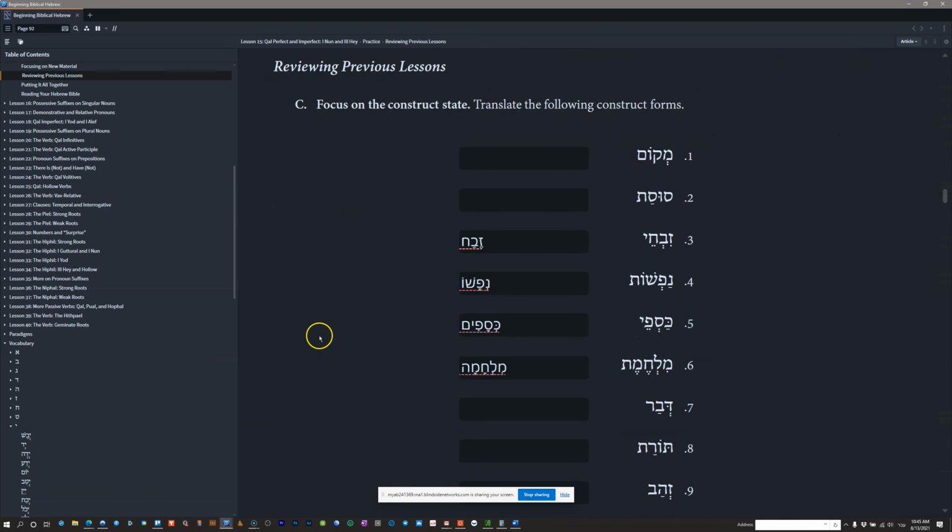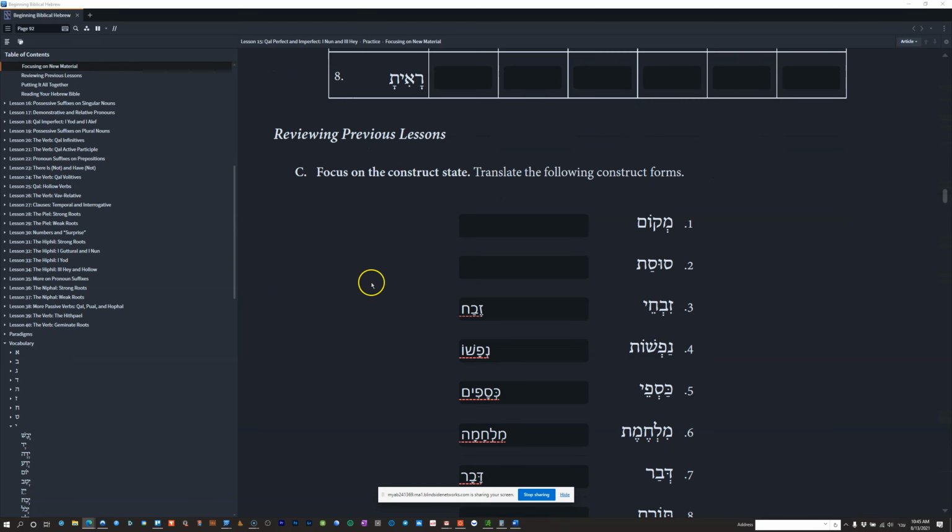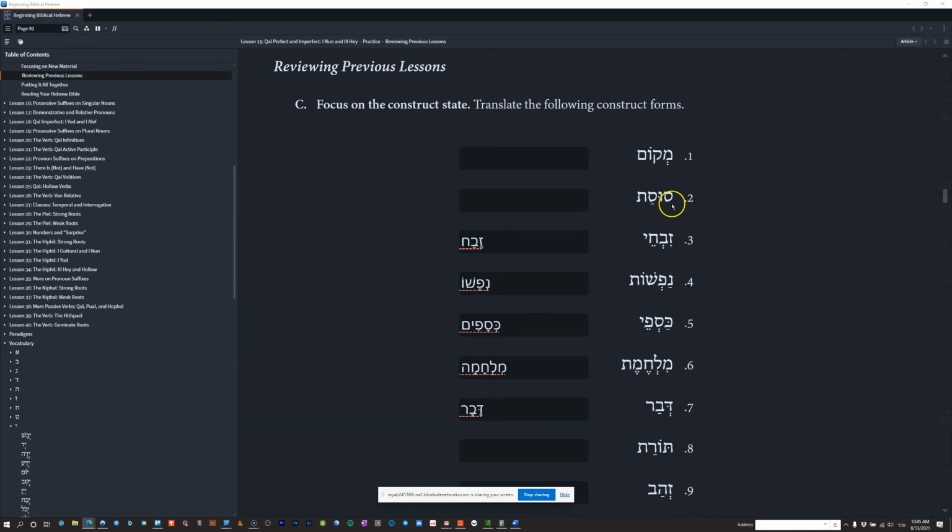All right. Let me check the assignment here real quick. I'm going to do B, C, E, F, and G. So let's go to C. This is review. So we're looking at the construct state here. I'm just going to point out in each of these how you know it's construct.